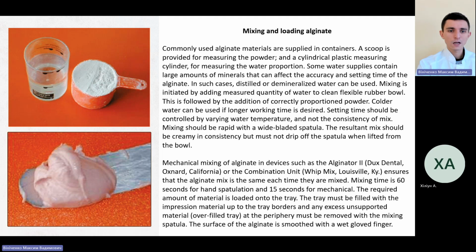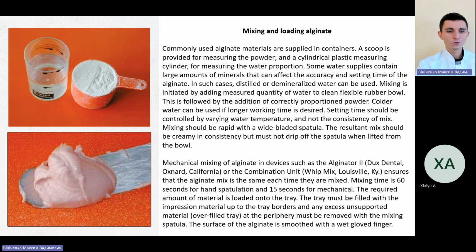Commonly used alginate materials are supplied in containers. A scoop is provided for measuring the powder of the alginate. In such cases, distilled or demineralized water can be used. Mixing is initiated by adding a measured quantity of water to a clean, flexible rubber bowl. This is followed by the addition of correctly proportioned powder.